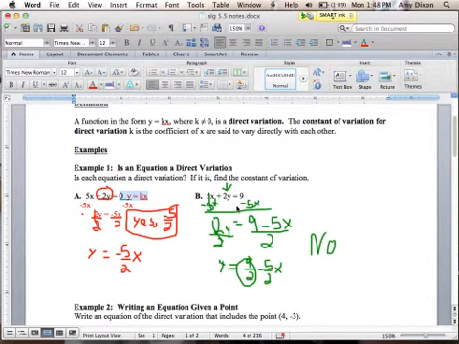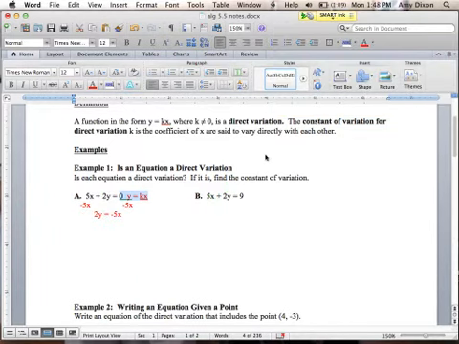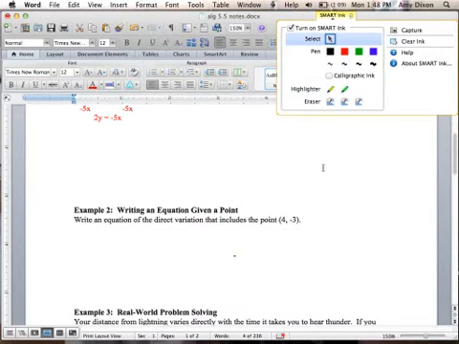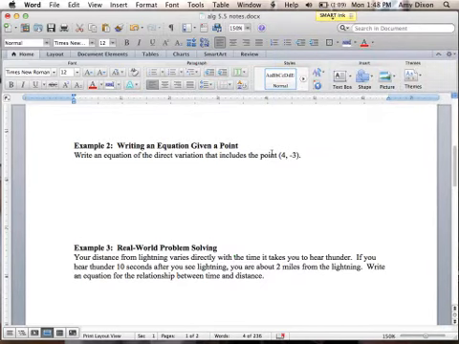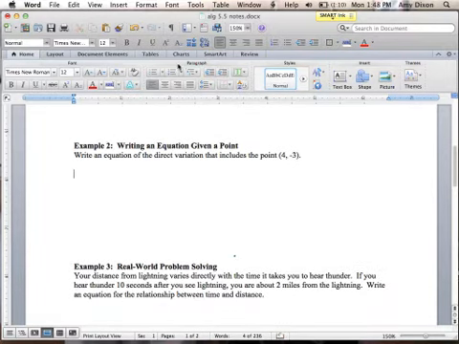So on each of those, you actually do have to get the y by itself before you can do anything with that problem. Okay, so example 2. Example 2, it says write an equation of the direct variation that includes the point 4, -3. Okay, so step 1, we're going to write down the direct variation equation, which is y equals kx.